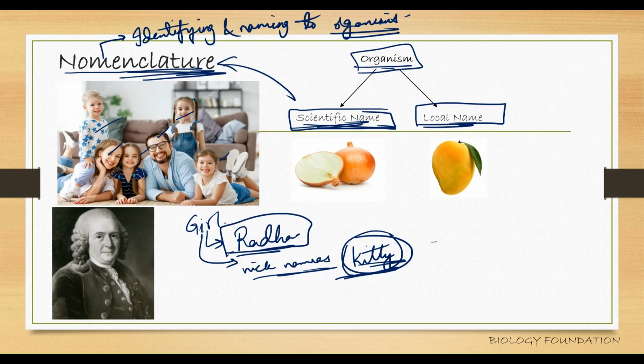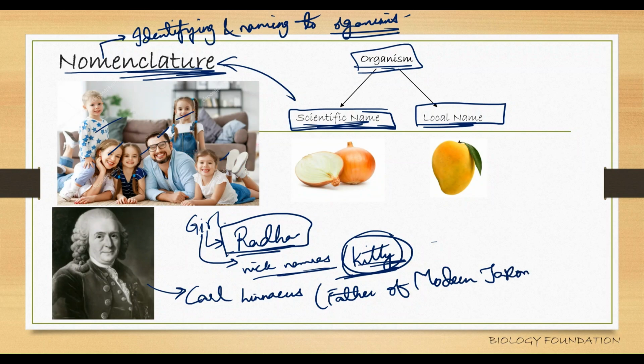One more important reason why naming is done, I'll talk about it in the next slide: why a scientific name is given and not a local name under nomenclature. But try to understand, the credit for this nomenclature is given to a scientist by the name Carl Linnaeus. He is also known as the father of modern taxonomy. Nomenclature is basically naming of organisms, identifying the organism and giving it a particular name.